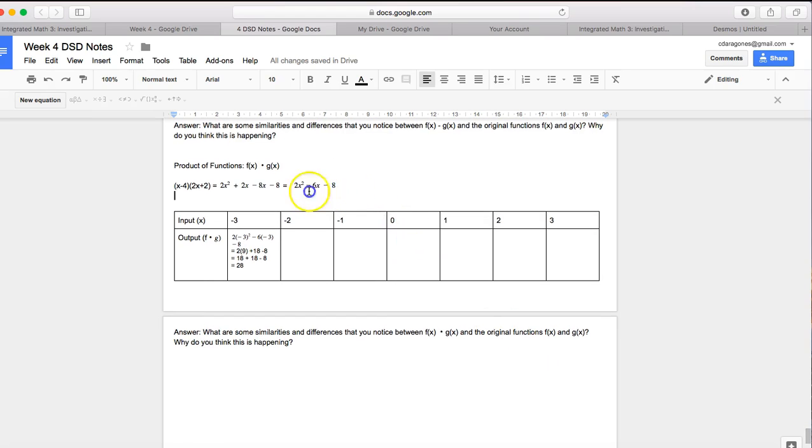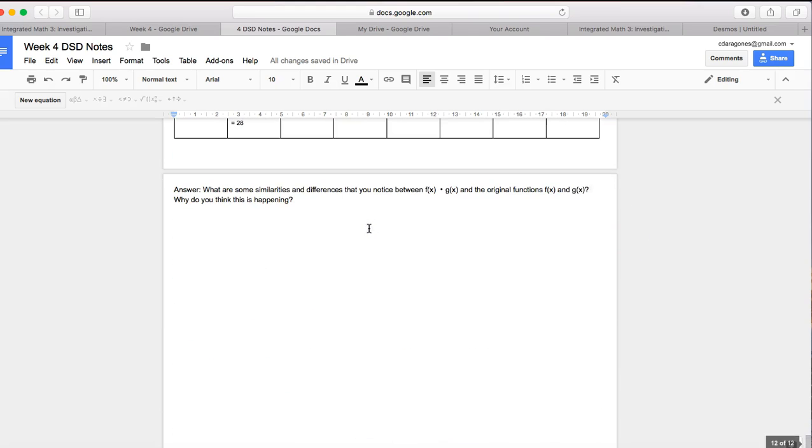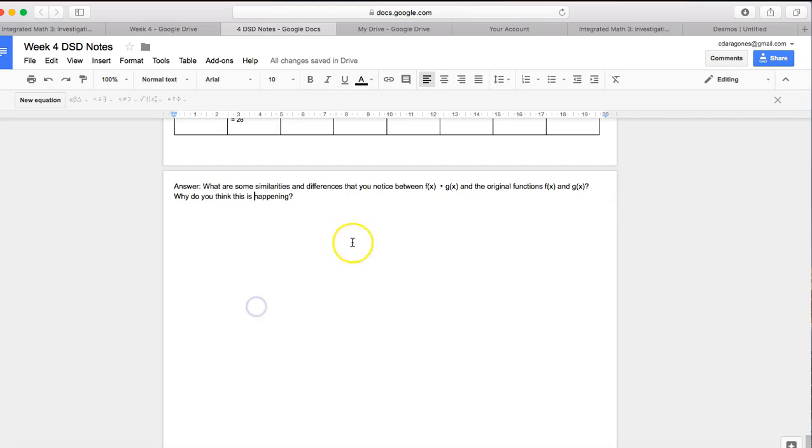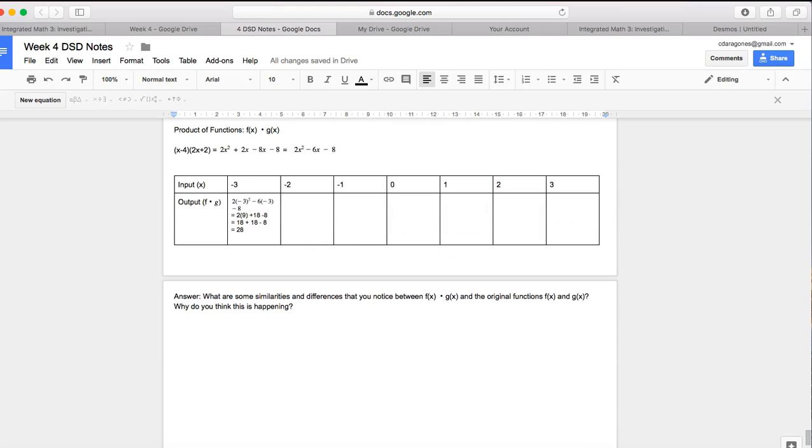So multiply your two functions, graph them, and then answer this question. When you're finished, take a photo of your work and upload it on DreamSeed.